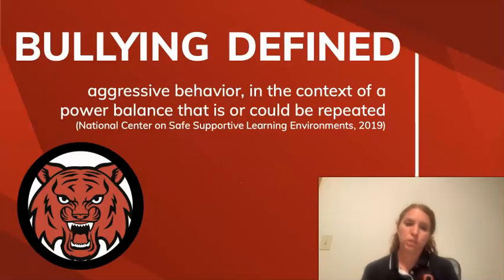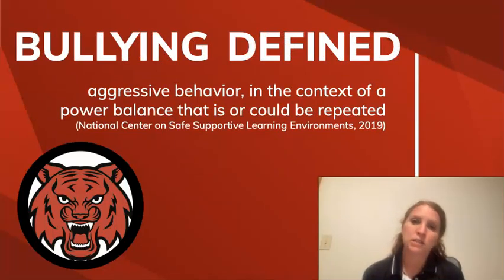So defining bullying, it is an aggressive behavior in the context of power balance that can or has been repeated. So this is somebody asserting their dominance aggressively or harmfully over somebody else. This can be verbally, emotionally, cyber or digitally, or physically as well.